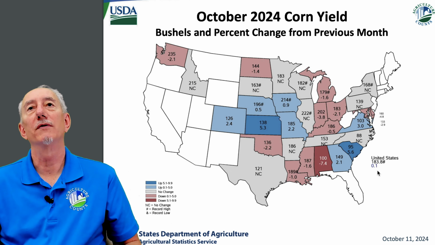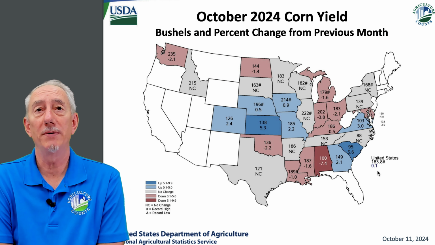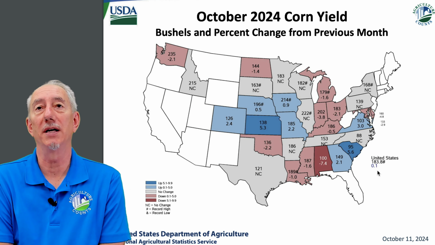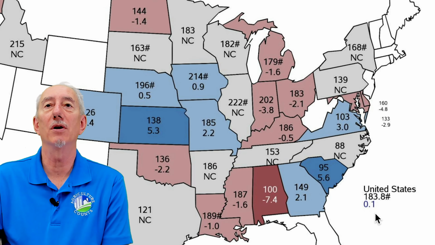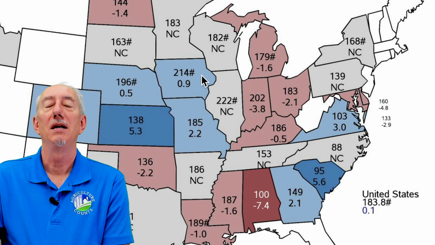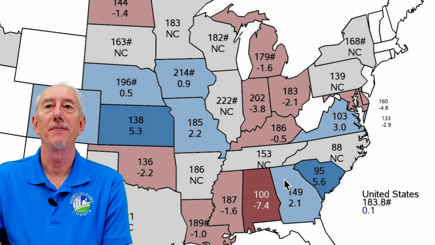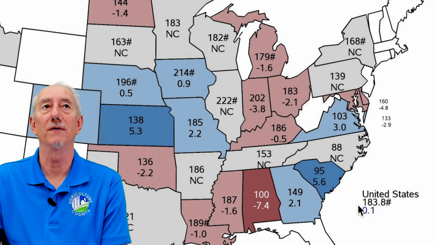This gives a nice overview of the US with state level information as well. So the red and blue is not political. It's all about a change from the previous month's forecast. Red states went down a little bit from the previous month's forecast, and blue states went up. Notice also there are pound signs or hashtags. That indicates a record high. By the way, gray states mean no change. Notice in this case, the United States has a record high corn yield forecast for October 2024.